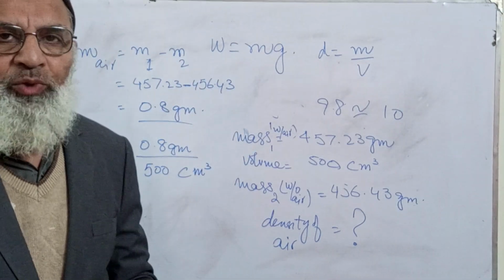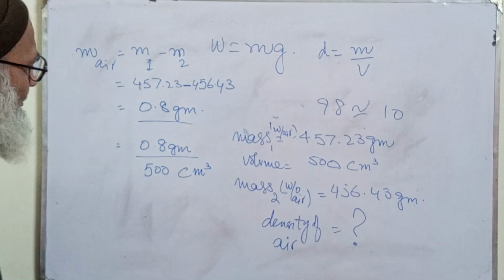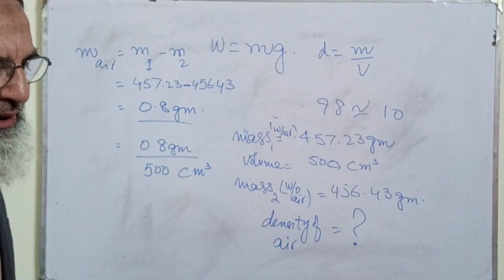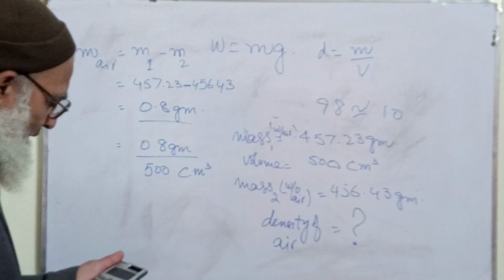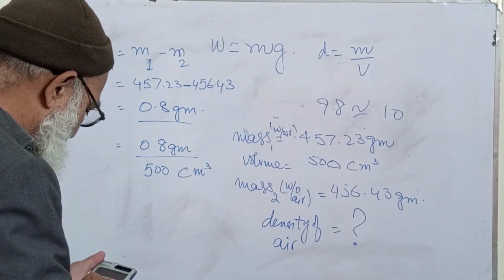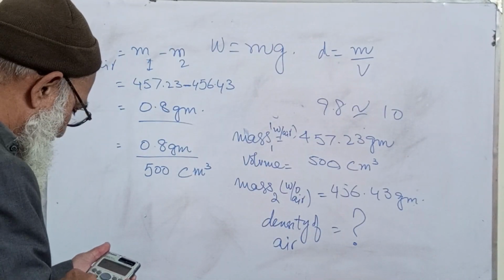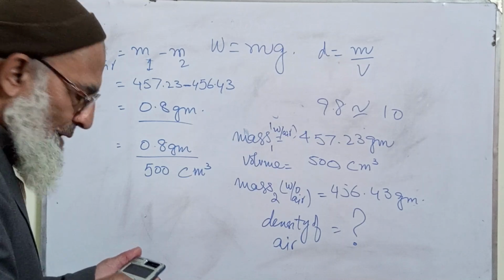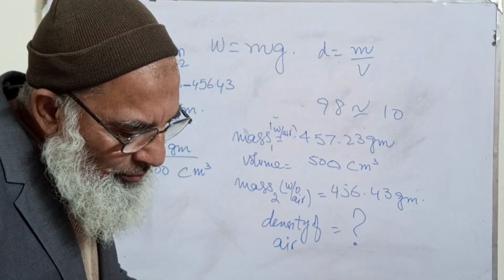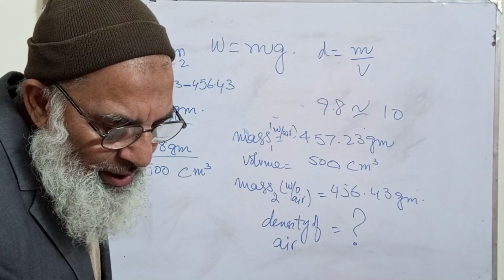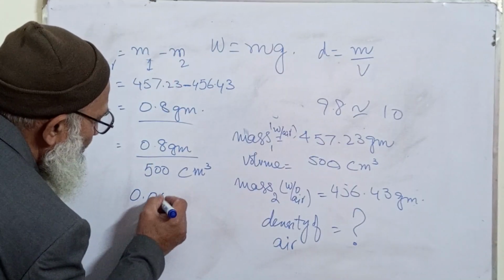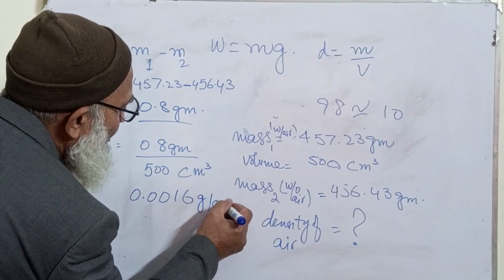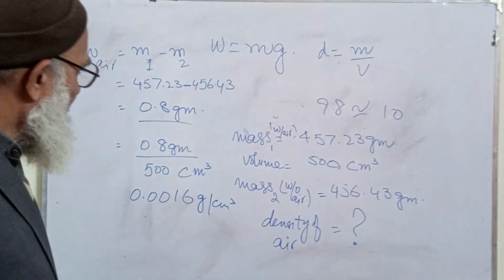There is a twist in the question. If it was not there, it would have been very easy, and the answer would have been 0.8 divided by 500, which is equal to 0.0016 grams per centimeter cube.